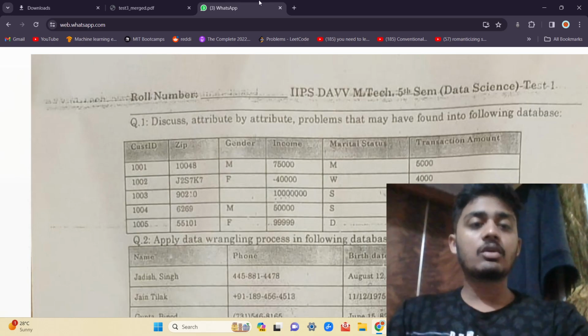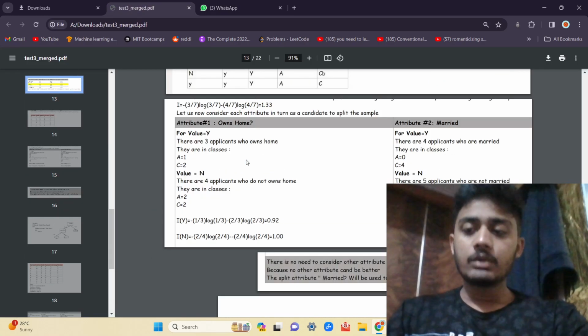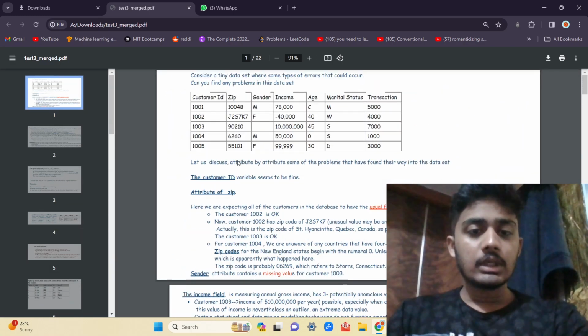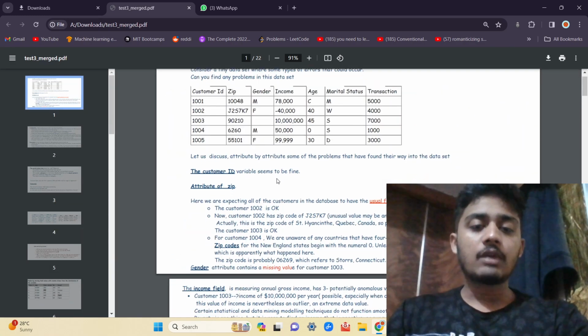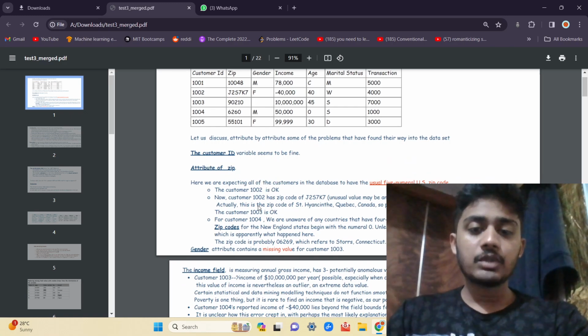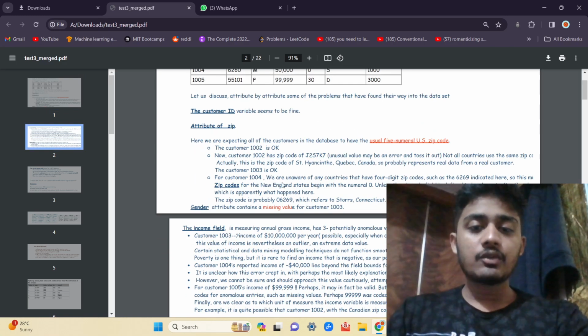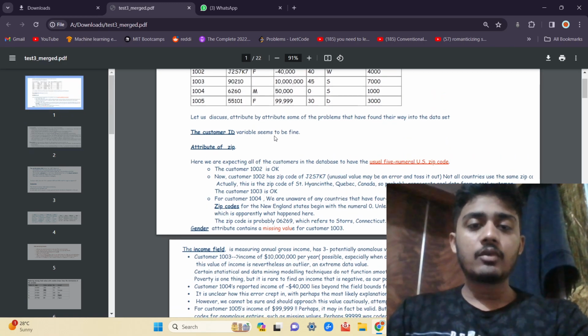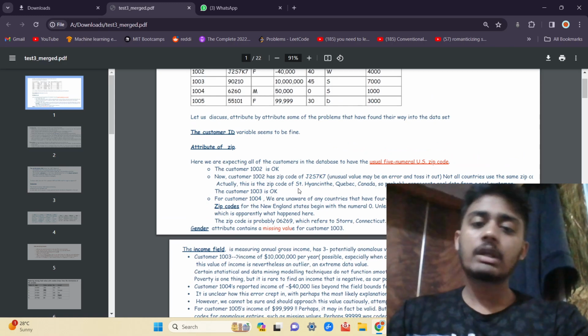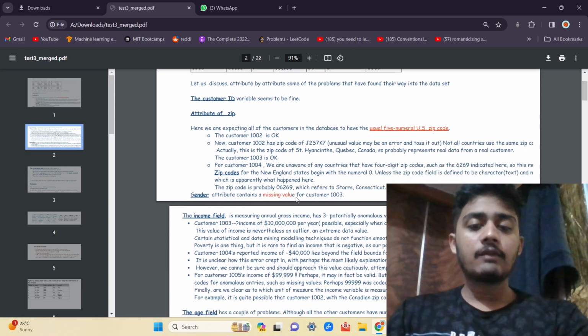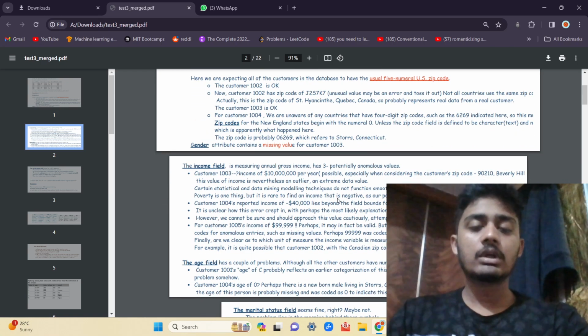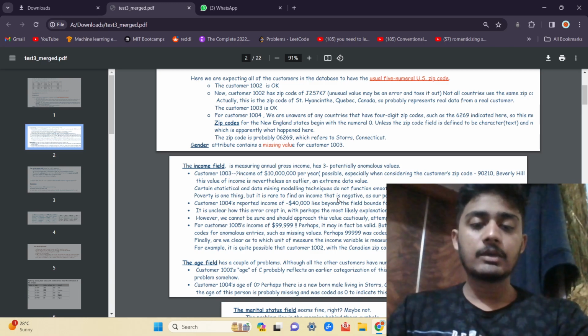So let's see the solution also. The solution for the first question is: the customer ID seems fine, which we have already discussed. In the zip attribute, the zip code J2S can usually make an error, and for 1004 the zip code is only four digits. That four-digit zip code is unusual and creates an error. In gender, for 1003 there is a missing value that we have to identify and that can be managed.